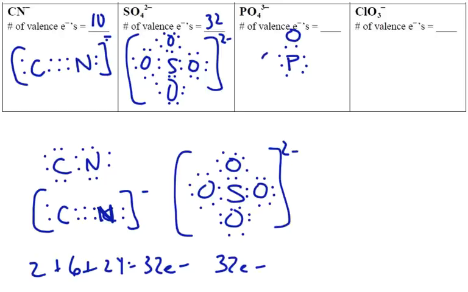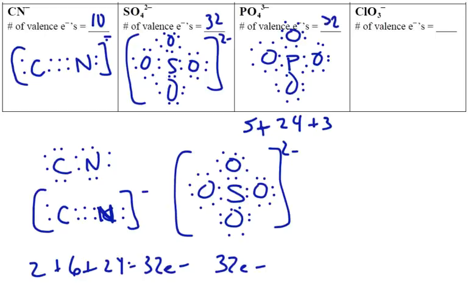Okay, phosphate, we'll start with a P in the middle, give it an octet. We'll put the 4 oxygens around the outside, give each of those an octet. Now again, I have drawn 32 electrons, and what do I have? I have phosphorus with 5, I have 4 oxygens, so that's 24. And I've got a charge of 3 minus, so that's 3. So that, again, is 32 electrons. So when I put my brackets and charge, that's the correct answer.